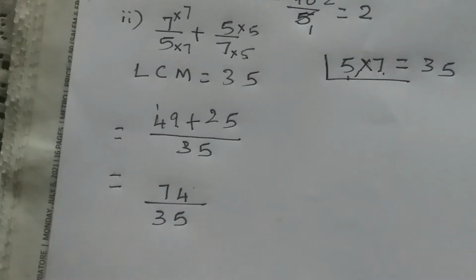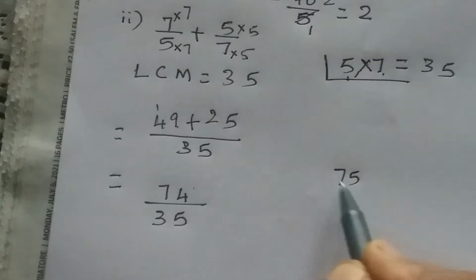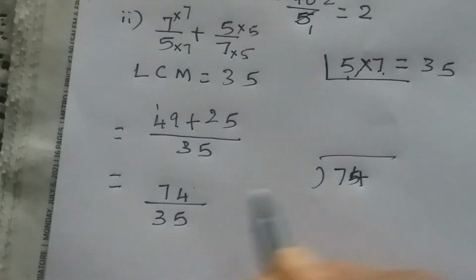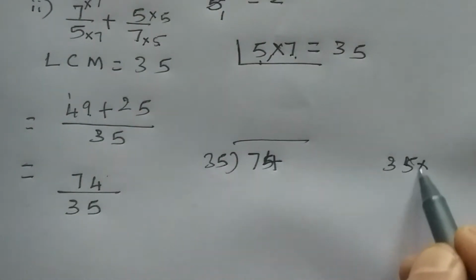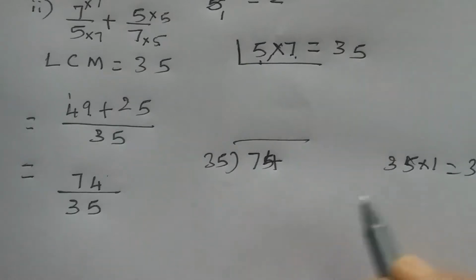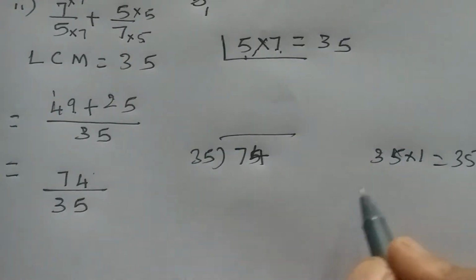So let us convert into a mixed fraction. How to convert into a mixed fraction? You divide the numerator by the denominator. 74 inside, 35 outside. Now let us write the 35 times table. 35 ones are 35. Till we get 74 we should write.